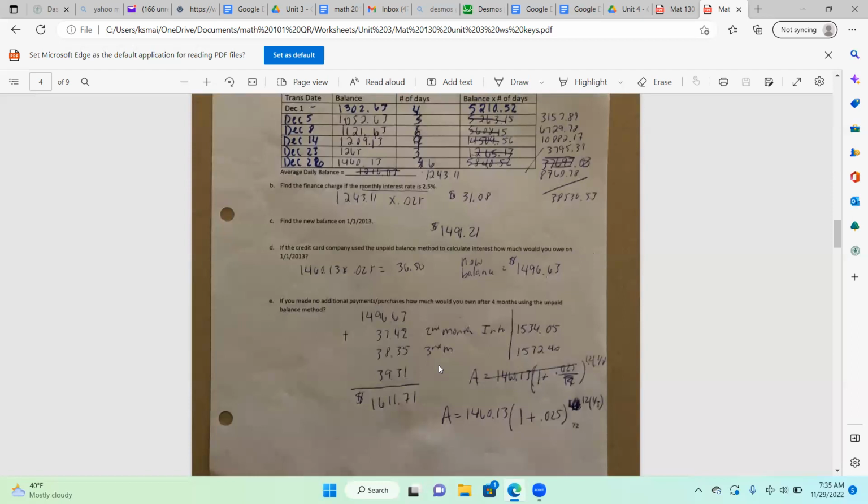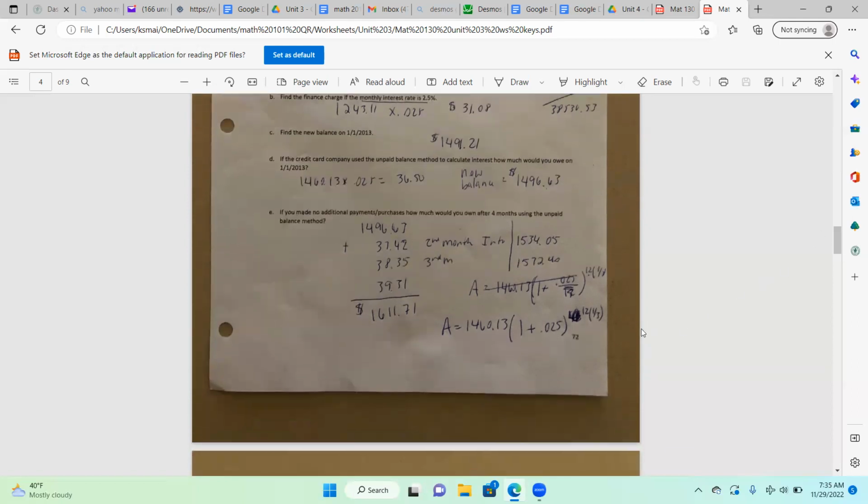Part E says if you made no additional payments or purchases, how much would you owe after 4 months using the unpaid balance method? So we would continue to pay interest on the remaining balance for these months. And it turns out to end up being a compound interest formula. If you use your beginning balance of $1,460 and 13 cents and take that to 12 monthly payments, and we made 4 of them, so 1/3 of those, after 4 months, we would owe this right here, $1,611 and 71 cents.